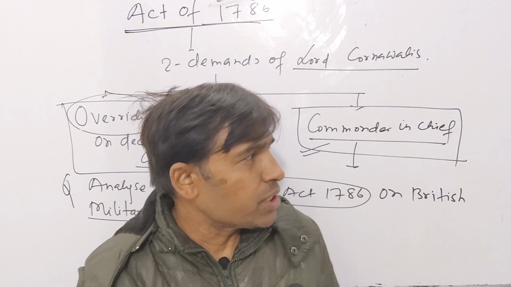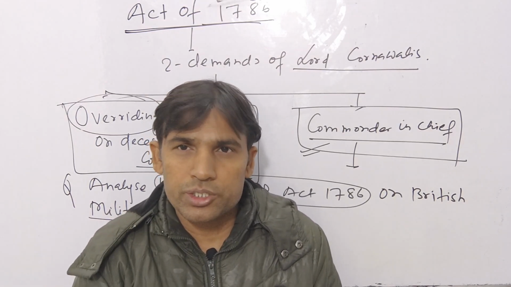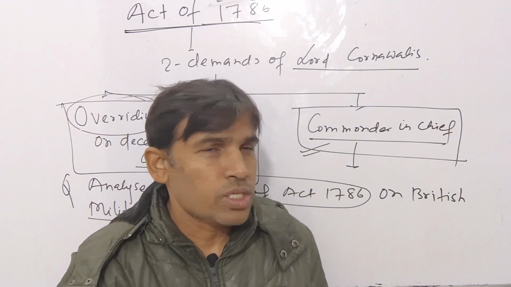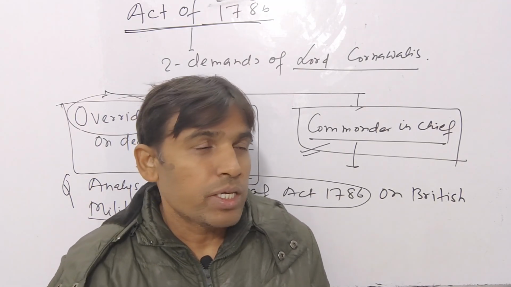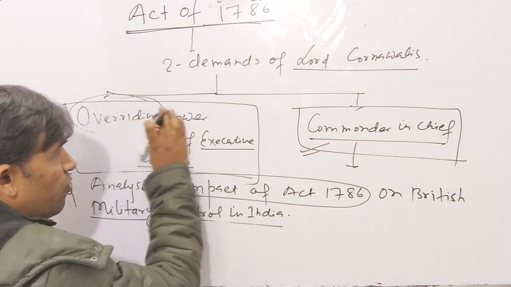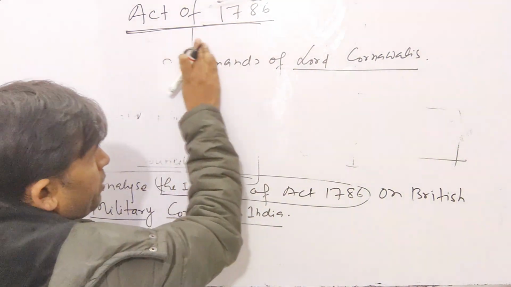It could be considered through two examples. One, the subsidiary alliance that happened later, and the permanent settlement, which is also a result of controlling their power in India, extending their power in India. So I will have to answer this question in the following manner. So how could the answer to this question be given?